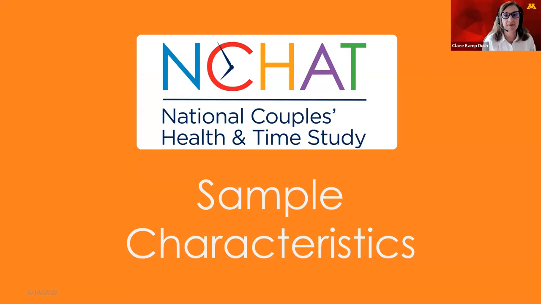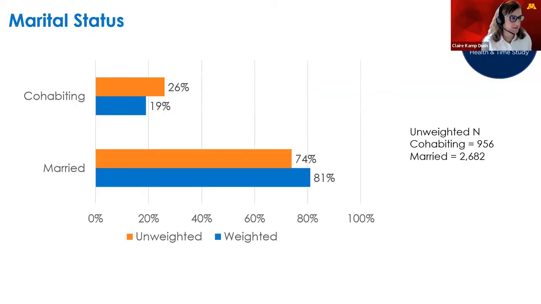Okay, so let's talk some about the sample characteristics and about some items. So marital status. I'm a marriage and cohabitation and intimate relationship researcher, so we gotta talk about that. I'm gonna be showing you some unweighted estimates and some weighted estimates. For some variables, the weighting's not gonna make that big of a difference, but for others, it's gonna make a really big difference. So just note that.